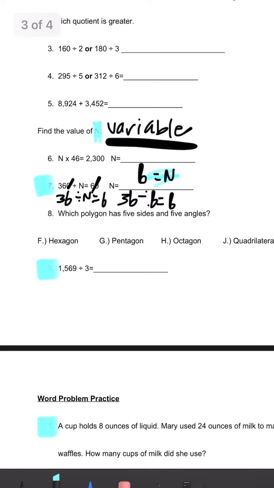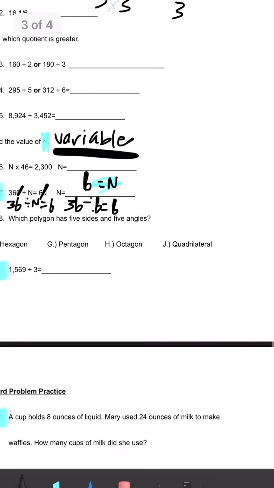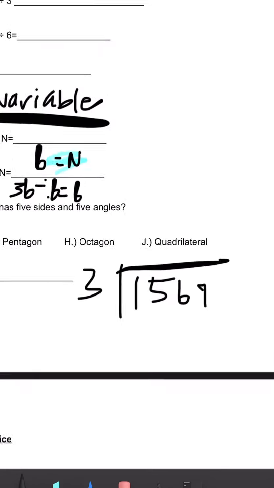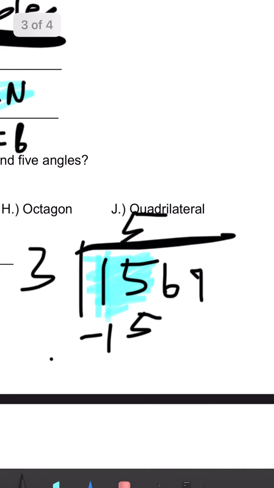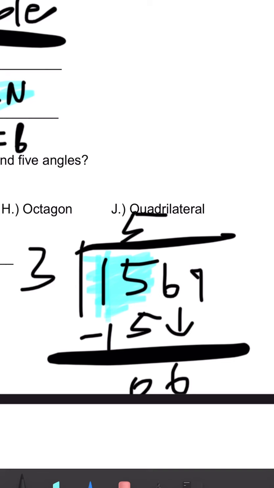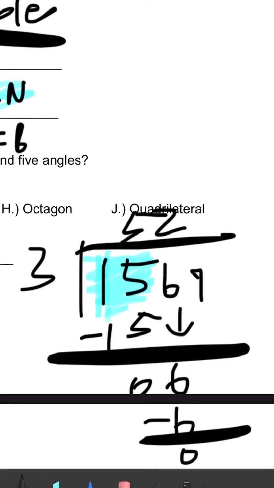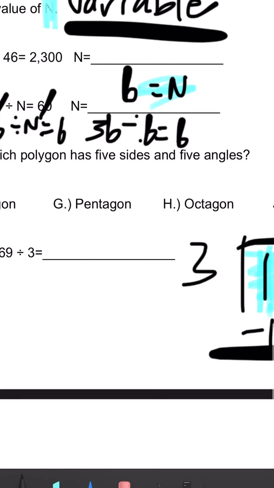And last problem, we'll do number 9. It is just simple division. You guys probably know how to do this. We're just doing 1,569 divided by 3. So look at the first number and see if it fits in. If it doesn't, look at the first two numbers. 3 goes into 15 5 times. So subtract 15, get 0, bring down the 6. 3 goes into 6 twice, and subtract 6, 0, bring down the 9. 3 goes into 9 3 times. Your answer is 523.